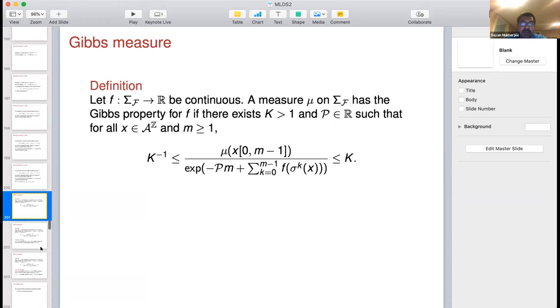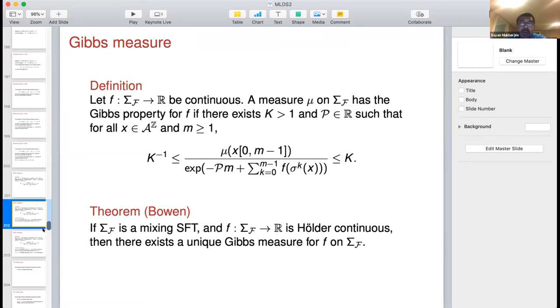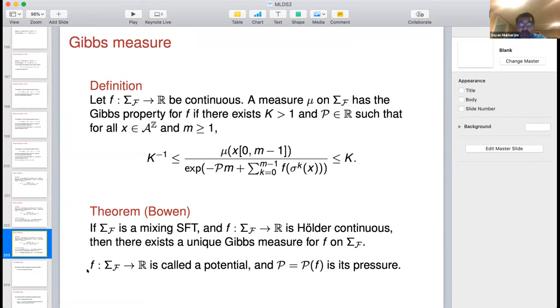So there's a beautiful theorem by Bowen: if you have a mixing shift of finite type and your potential function is Holder continuous, there's a unique Gibbs measure. We will use this. F is called the potential, and P is called its pressure.